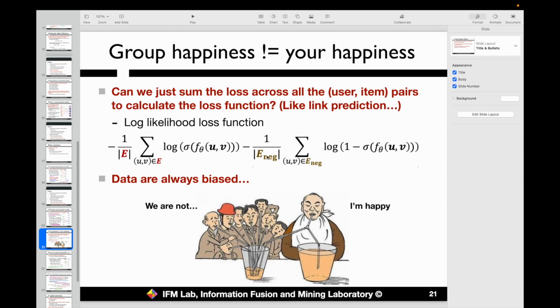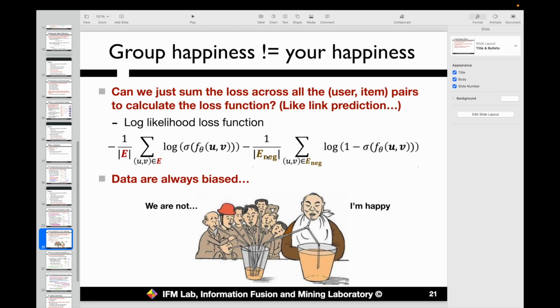So it seems to be okay if we define it this way. However, in the recommender system, it is not the same. The main reason is that the data we have in the recommender system are biased. What do we mean by biased? Because in the recommender system, we find the data distribution is very biased.